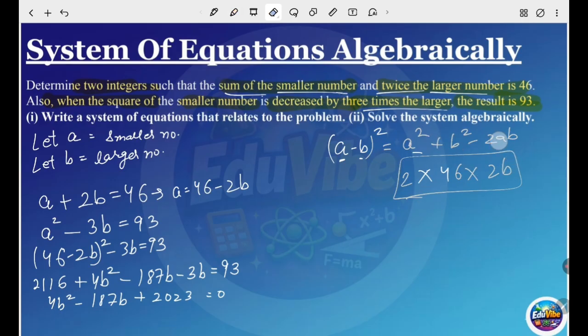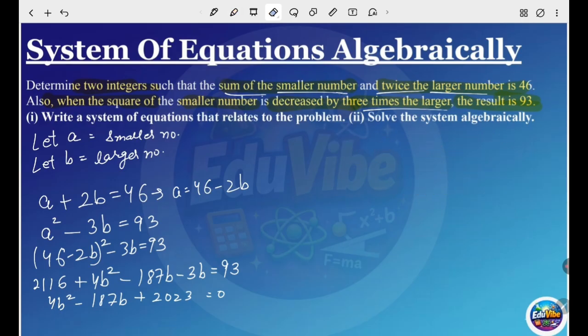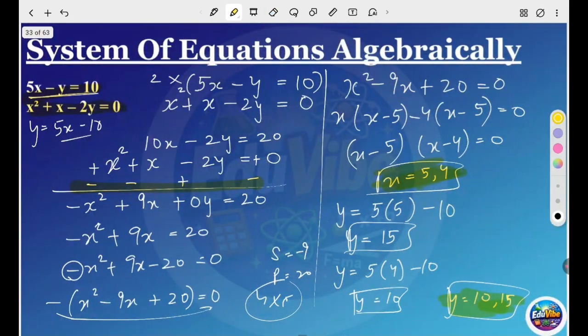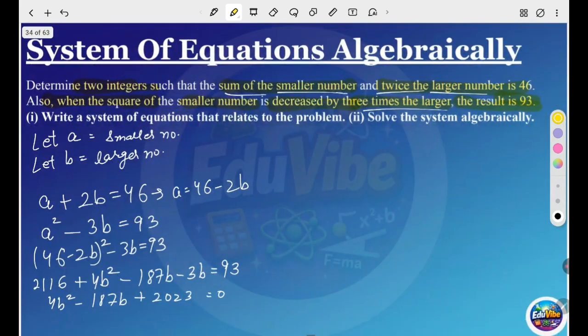We use the splitting the middle term method in the short type of sums, like in these types of sums, where the values are small, but these are big values. So this is very difficult to solve like this. So we have another method to solve it, by the quadratic equation. So you know what the quadratic equation is? You have it from your formula sheet.